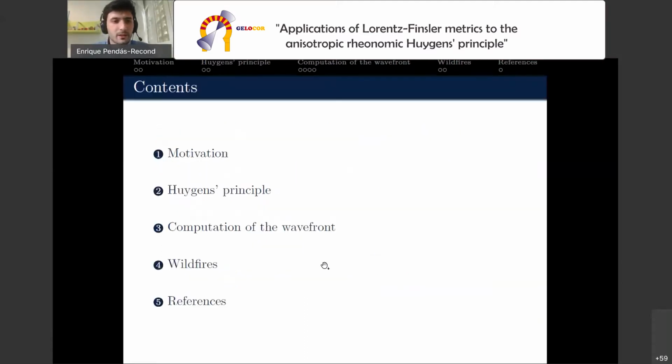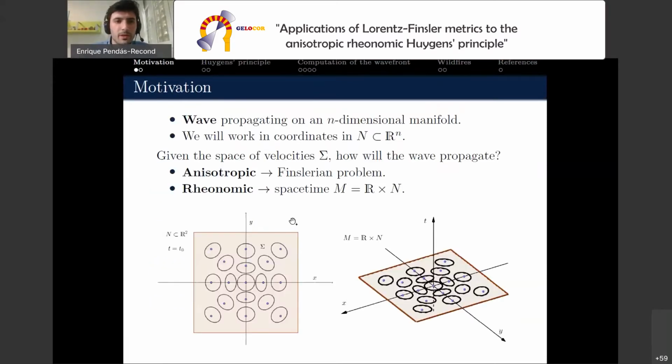So in this talk, I'll begin by giving the physical motivation behind this work, how we can establish the mathematical setting. Then we'll see what Huygens' principle tells us about the propagation of waves, which will lead us to the specific differential equations that provide the wavefront. And finally, we'll apply all of this to the case of wildfires. So let's begin with the motivation.